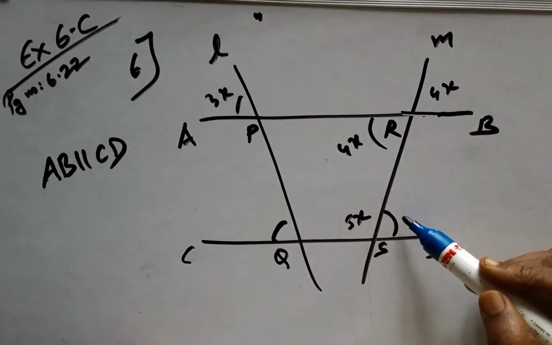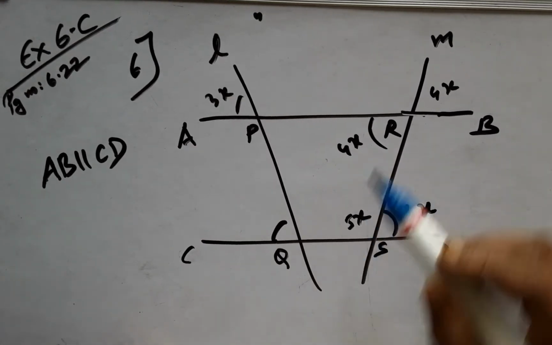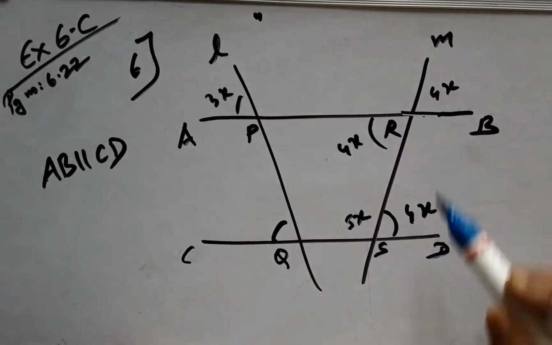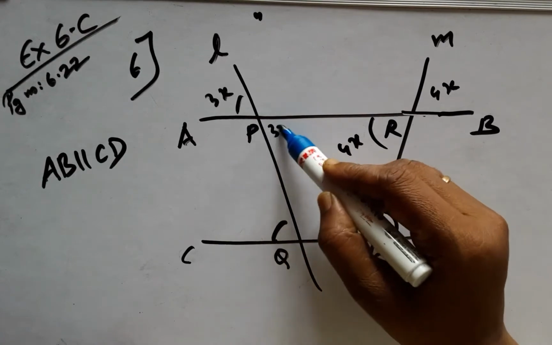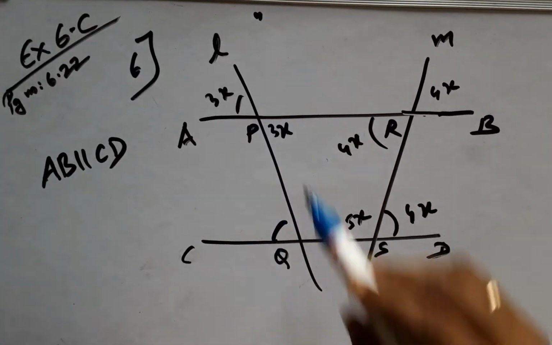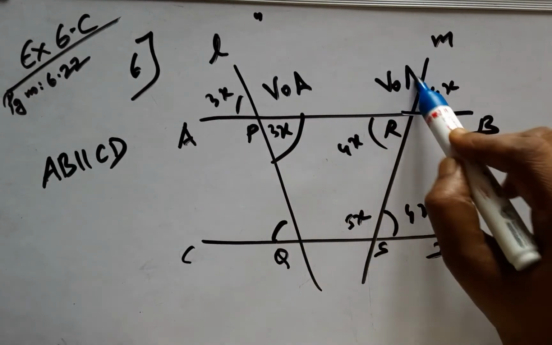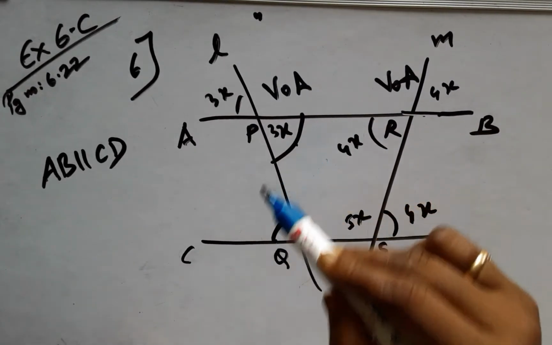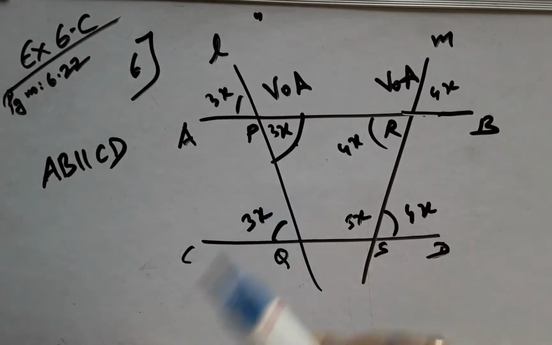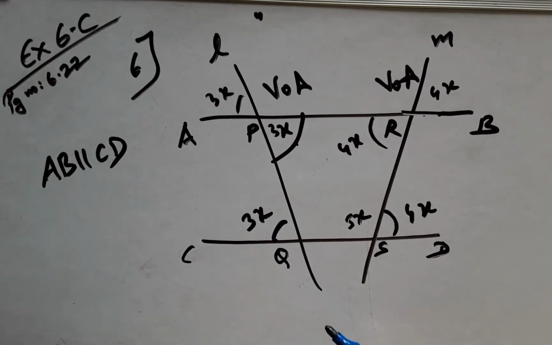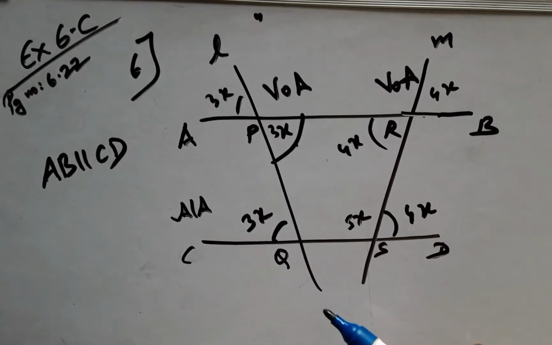Now these two are alternate interior angles, therefore this is also 4x. Alternate interior angles for two parallel lines with a transversal are always equal, and this here is 3x. This angle being vertically opposite angles, and this angle and this angle happen to be alternate interior angles, and therefore this is also 3x. This pair being alternate interior angles.